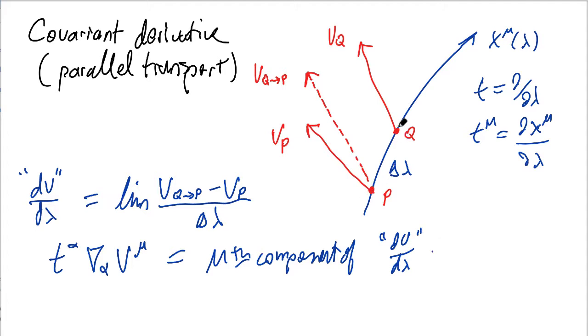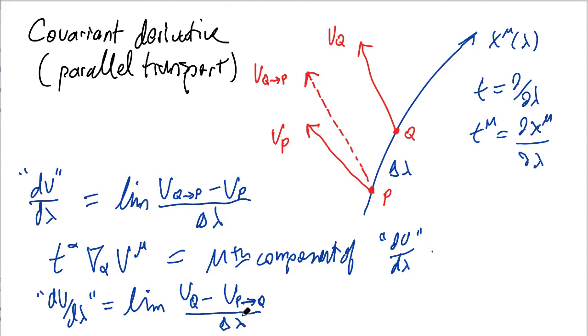And by the way, I constructed this by taking the vector at Q and pulling it back to P and then subtracting, but we could just as well have taken the vector at P and pushed it forward along this curve to the point Q and then subtracted. So we could have just as well defined dV d lambda as the limit of V at point Q minus V at point P transported to point Q, divided by delta lambda. It's really the same thing because remember we're taking the limit as the points P and Q coincide.